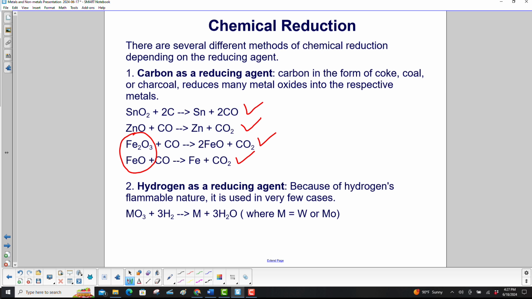Hydrogen as a reducing agent. Because of hydrogen's flammable nature, it is used in very few cases. So the reaction would be MO3 plus 3H2 yields M plus 3H2O. Now M stands in for tungsten, whose chemical symbol is W, or molybdenum, whose chemical symbol is Mo.